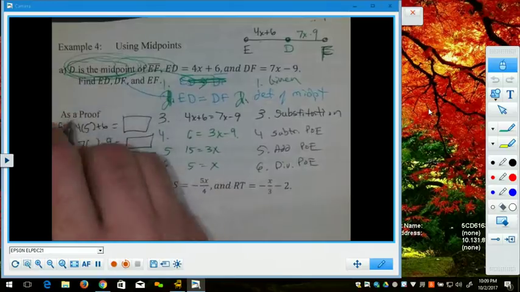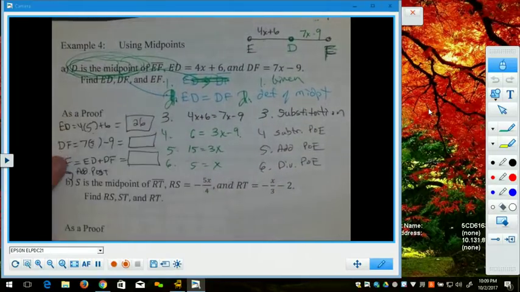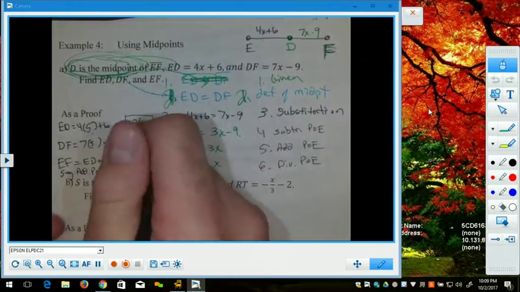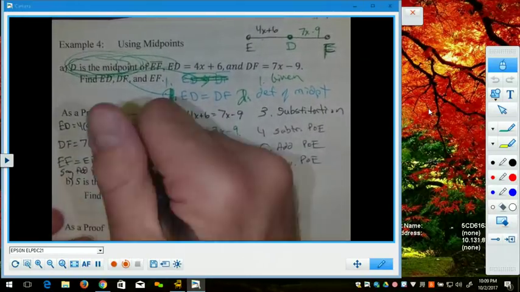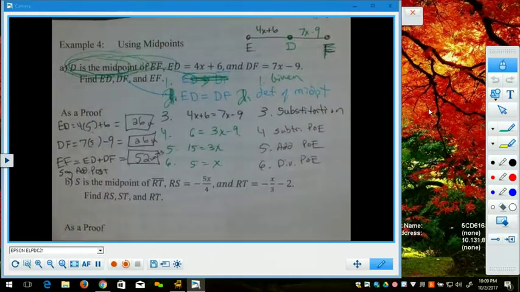Our value of x was 5, so that's 20 plus 6, that's 26. 7 times 5 is 35, minus 9 is 26. 26 and 26 is 52. And since I don't know the units, I'm just going to put U for units.